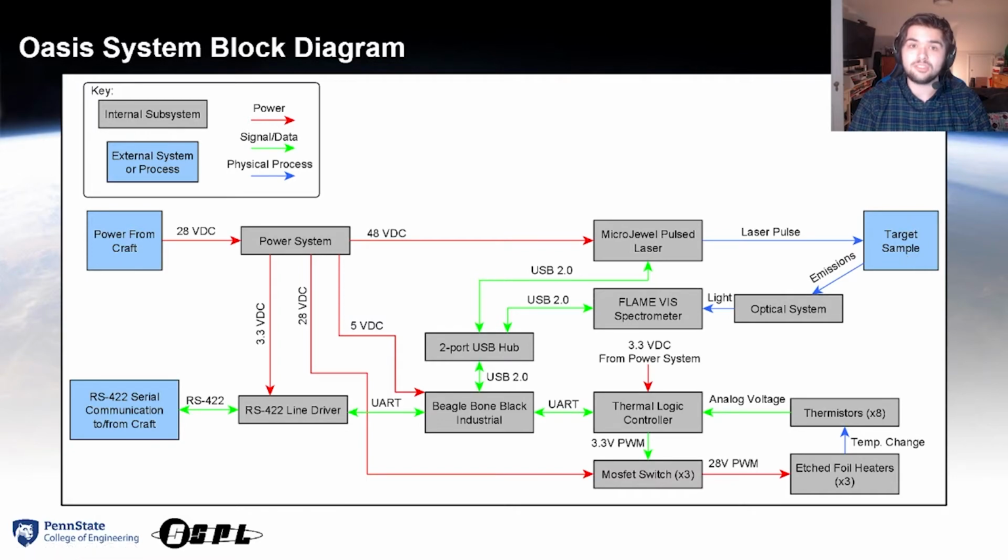Shown here is the Oasis system block diagram. I've moved my window to the upper right so as to not occlude it. Starting from the top left, we have the power system, which takes the 28 volts direct current signal from the host craft and converts it to the appropriate component voltages.